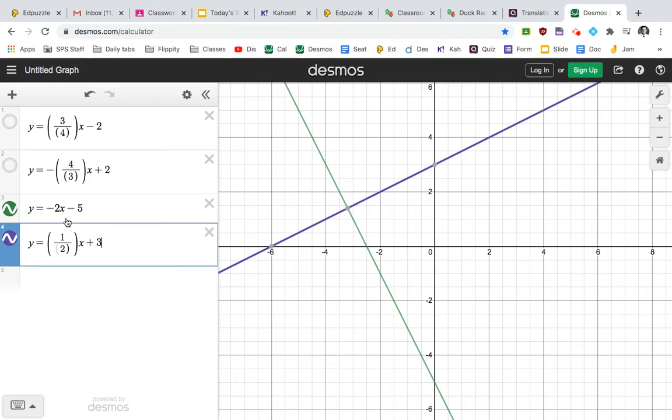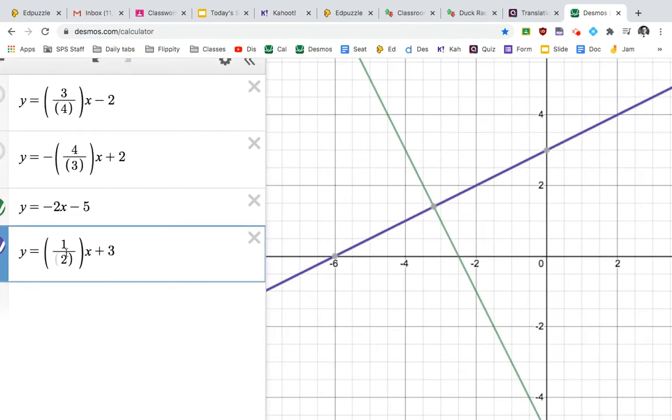So again, look at the reciprocals, the slopes. This is a negative 2. This is a positive 1 over 2, because negative 2 is really negative 2 over 1. Flip that, 1 over 2, and make it positive.